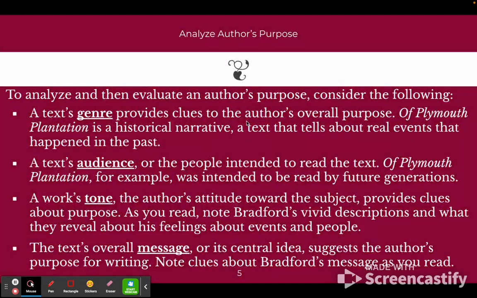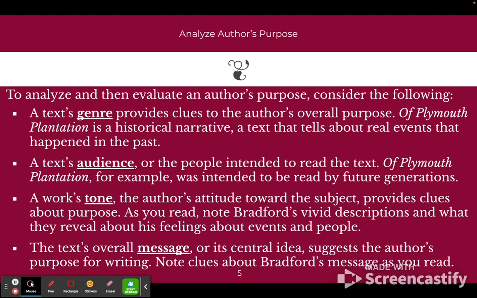So, to analyze and then evaluate an author's purpose, I want you to consider the following. A text genre will provide clues to the overall purpose. Of Plymouth Plantation is a historical narrative again, a text that tells about real events that happened in the past. A text's audience, or the people that are intended to read the text, is very important to the author's purpose as well. Of Plymouth Plantation, for example, was intended to be read by future generations.